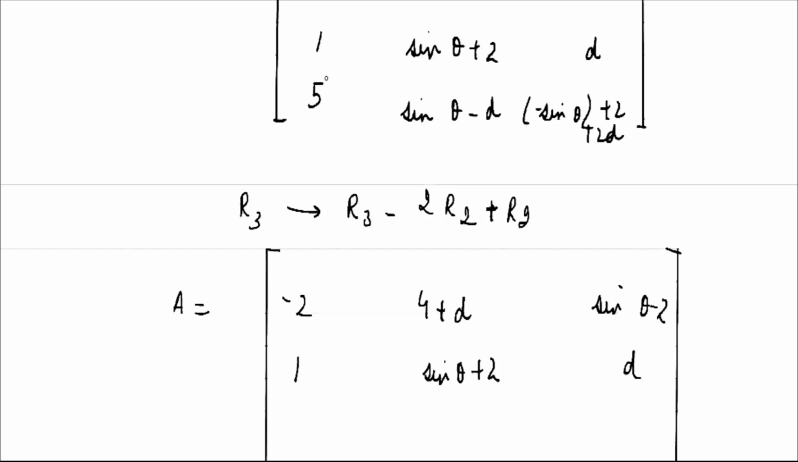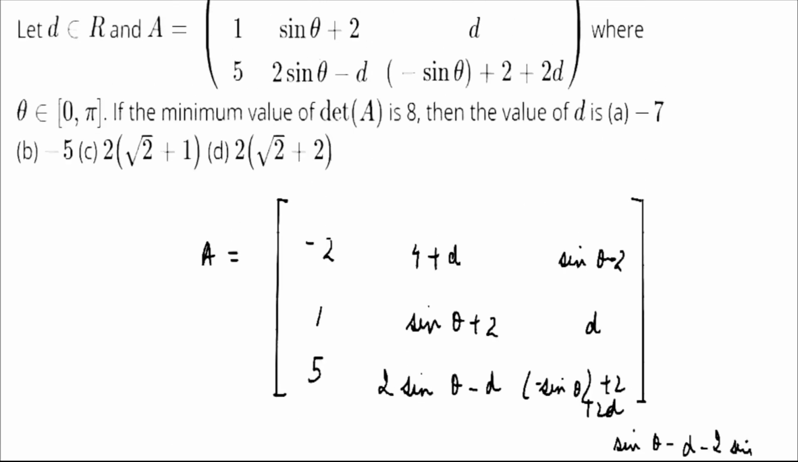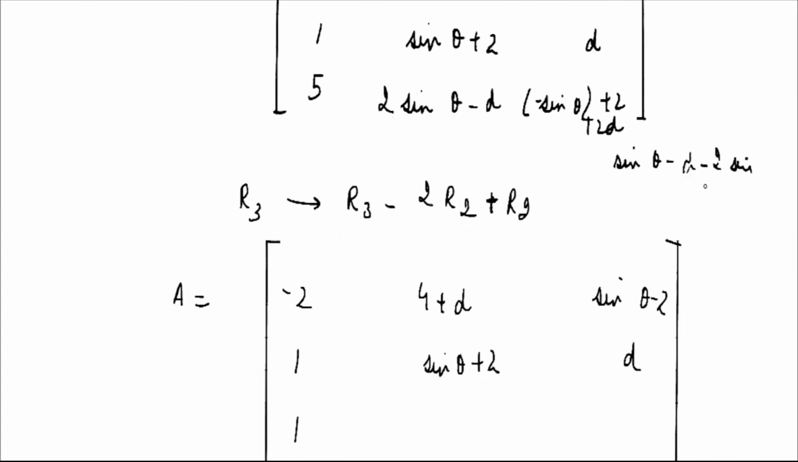That is 2 plus R2. So that is 3, 3 plus of minus 2, that is 1. So here it is 1. Now here sine theta minus D. I'm writing it down. So this is here sine theta minus D minus 2 sine theta. In the question it is 2 sine theta minus D minus 2 sine theta minus 4 plus D. So everything is cancelled out. And what we are left with? We are left with 0. So this reduces to 0.